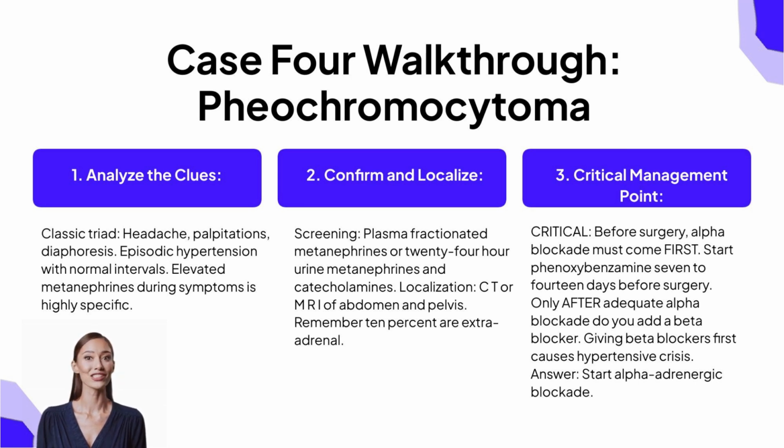Also remember the rule of tens for pheochromocytoma: 10% bilateral, 10% malignant, 10% in children, 10% familial, including syndromes like MEN2 and von Hippel-Lindau, and 10% extra-adrenal, called paragangliomas.